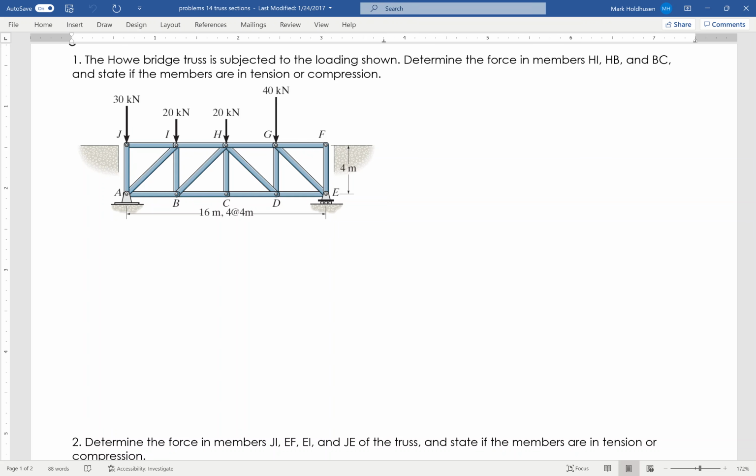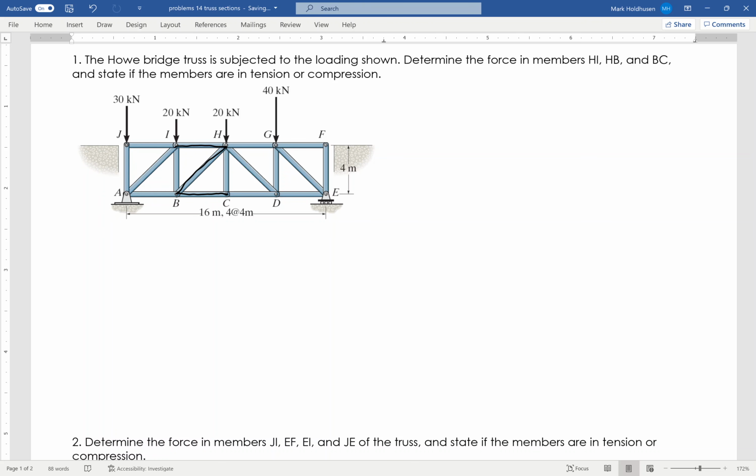Okay. In this problem, we want to find the forces in member HI, which is this member right here, HB, which is this member right here, and BC, which is this member right here. So if I'm only trying to find a couple of these members, I don't need to do the joint analysis, which is pretty tedious. I can do a much more direct route, which is the method of sections.